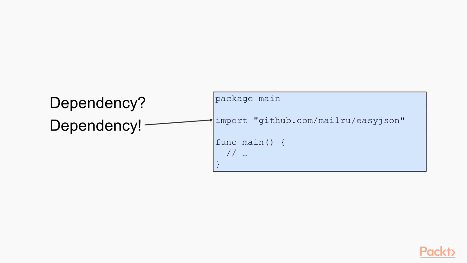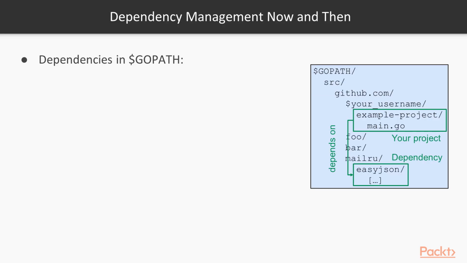As soon as you use any Go package that is not part of the Go standard library in your program, you have a dependency on that package. Anyone who wants to build your software by themselves will need to have all dependencies of your program present on their local system. Originally, this was accomplished using the Go path.